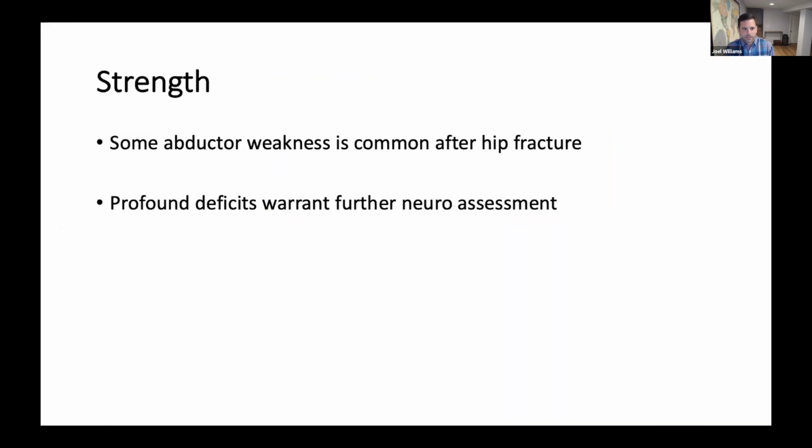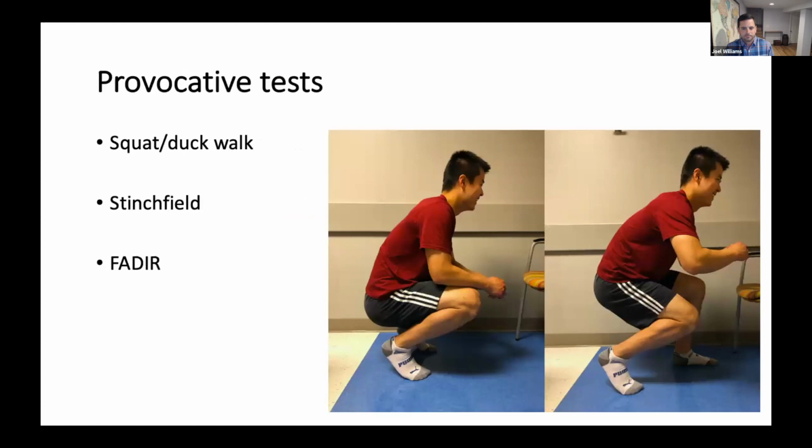Just one slide on strength. I think it's important you do a thorough manual motor testing. And I think it's common, especially if somebody has a painful hip, to have some abductor weakness. But if somebody has a profound amount of weakness, a further neurologic examination, perhaps starting with an EMG, I think is warranted.